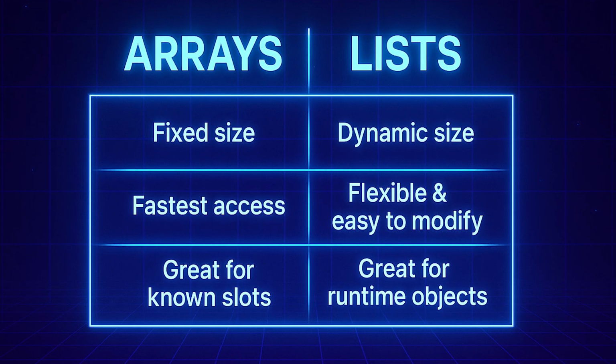All right, so let's compare them quickly. So arrays, again, they're fixed in size, they're fast to access, they're great for known slots, and lists are dynamic in size, they're flexible and easy to modify, and they're great for runtime objects, but they can become less performant. So you use arrays when the number of elements is constant, and you use lists when things are changing during gameplay.